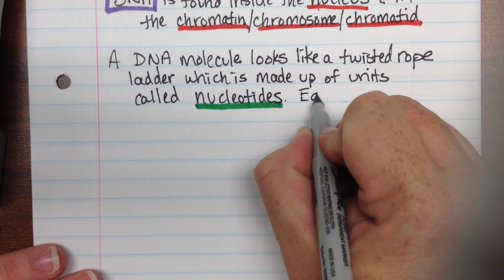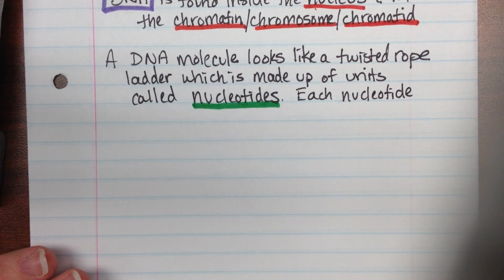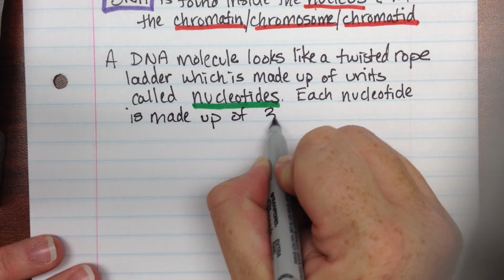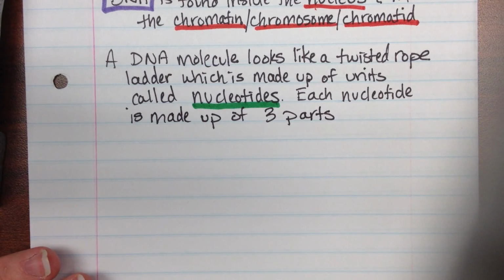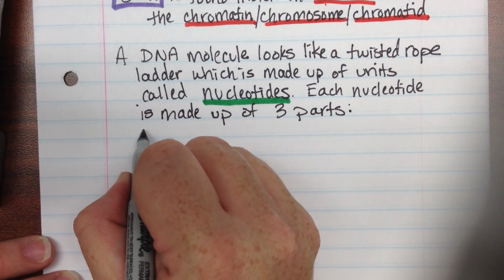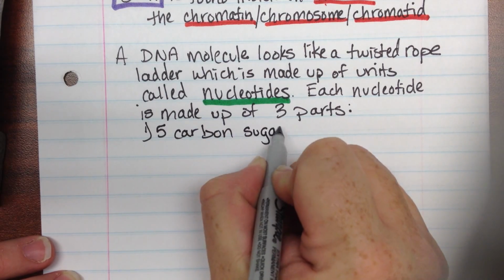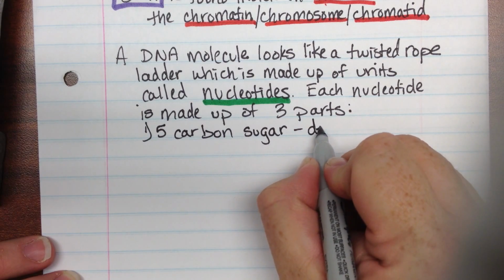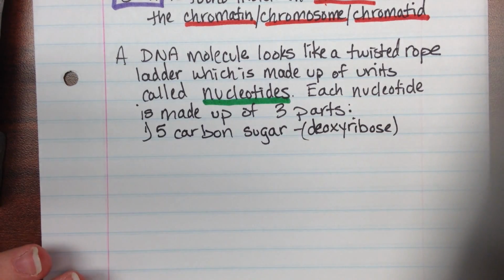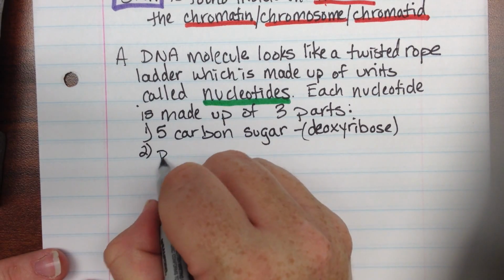Okay, each nucleotide is made up of three parts. Okay. The first part is a 5-carbon sugar. Okay, and this is where sugar is called deoxyribose. Okay. The second part of a nucleotide is a phosphate group.